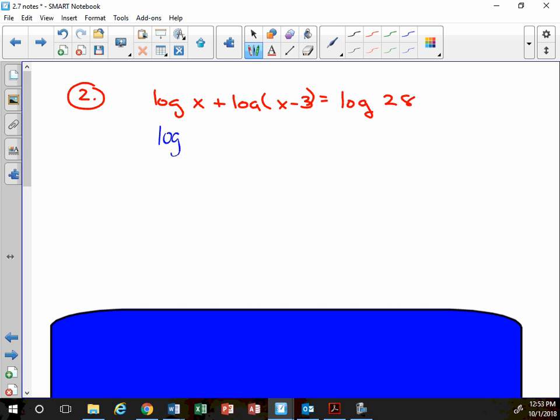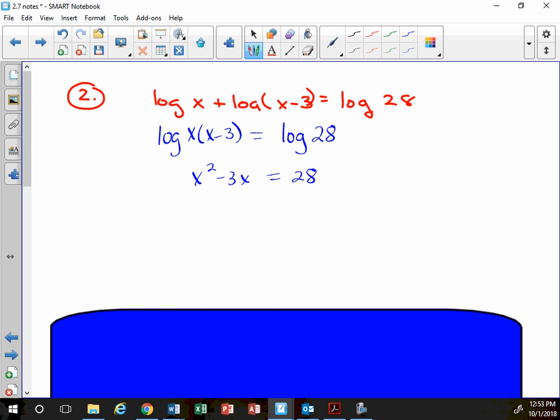So this then becomes log of x times x minus 3 equals log 28. All right, do you see how I have it down to a single log on both sides? So what could we do from there? Yeah, so I'll go ahead and multiply and set them equal. So x squared minus 3x equals 28.